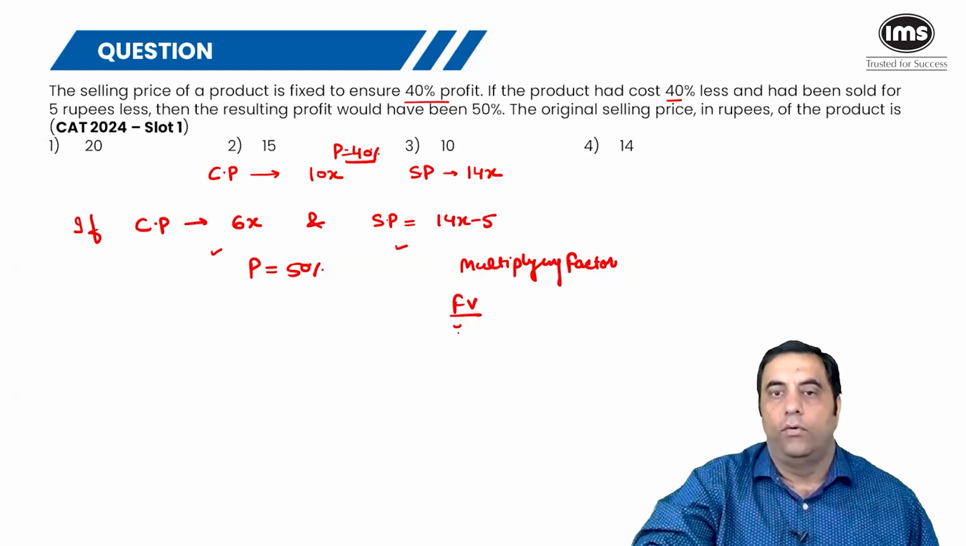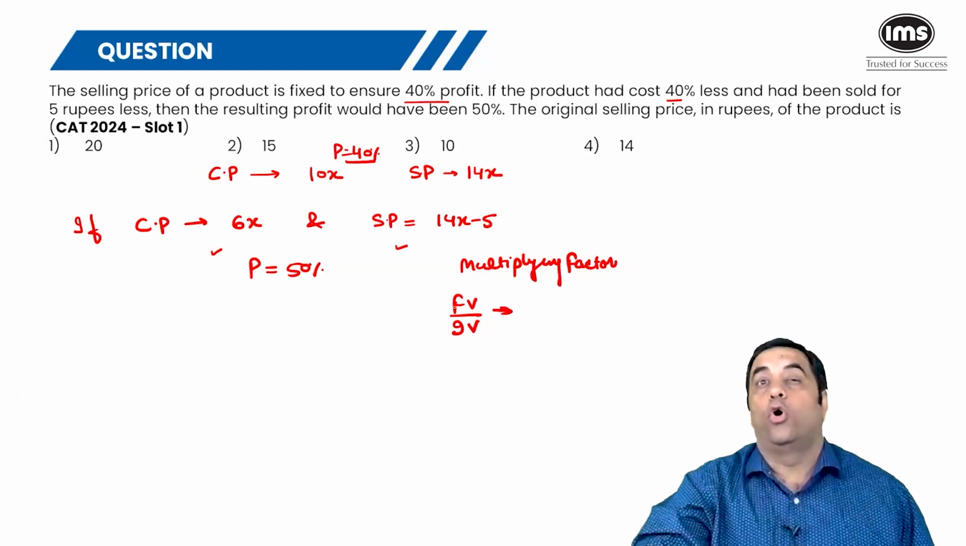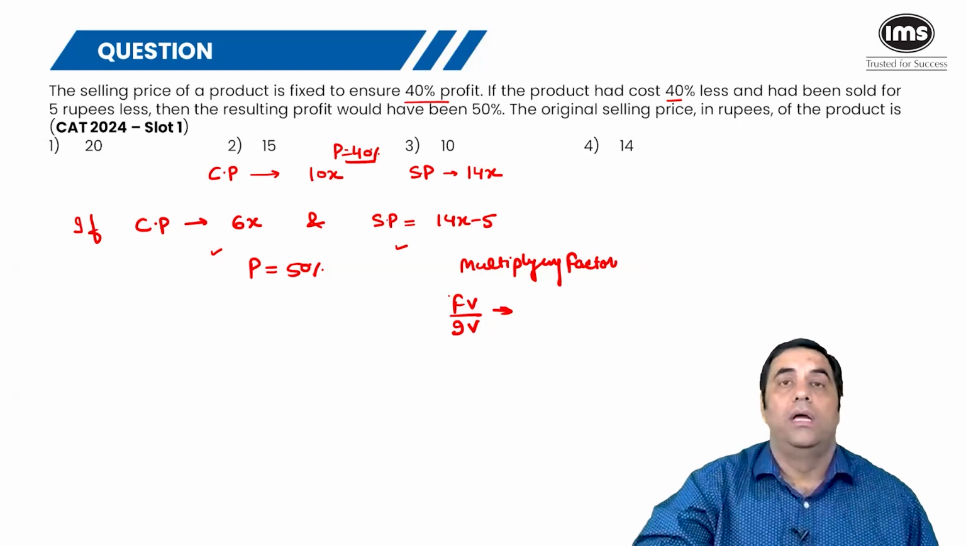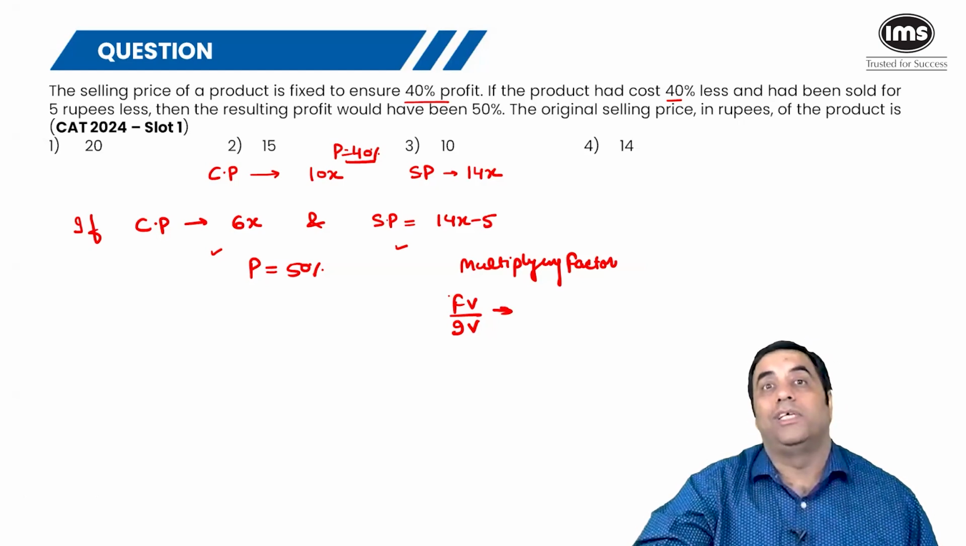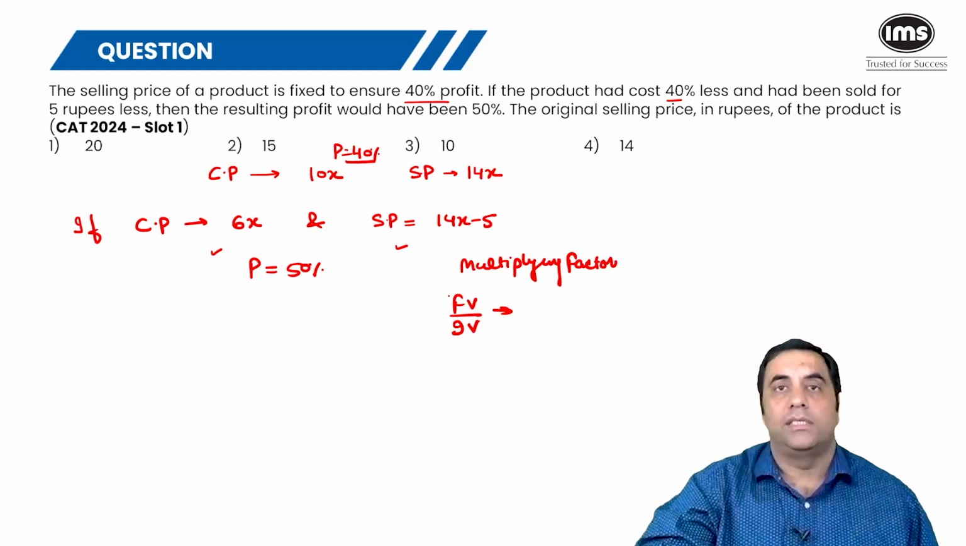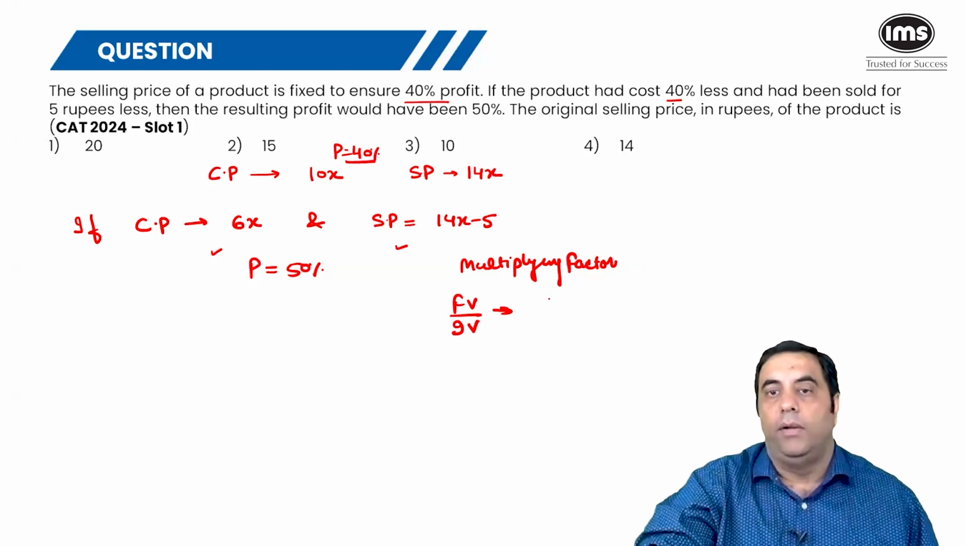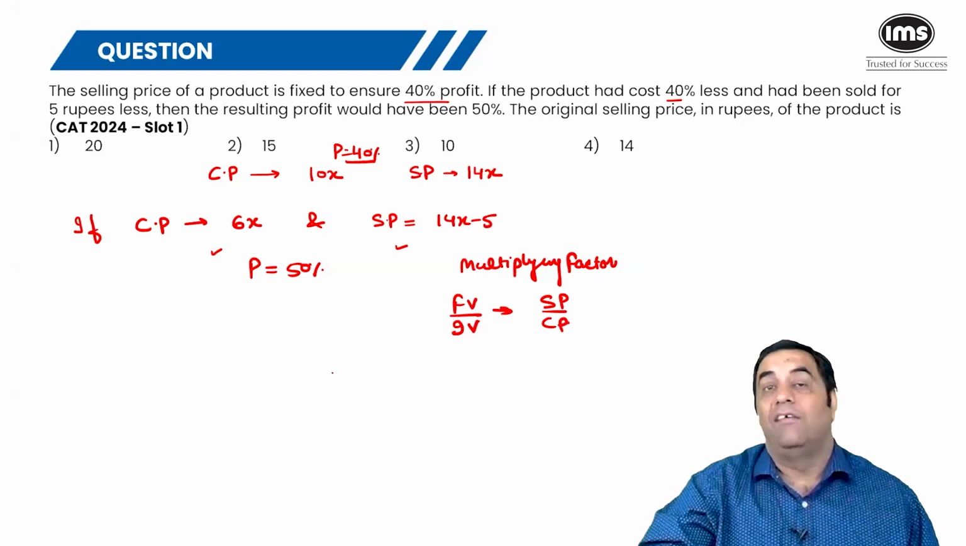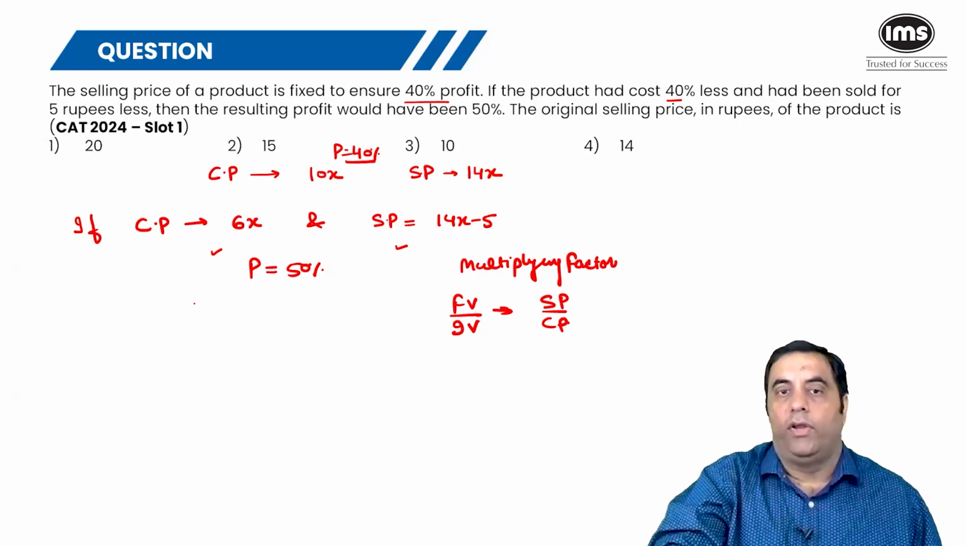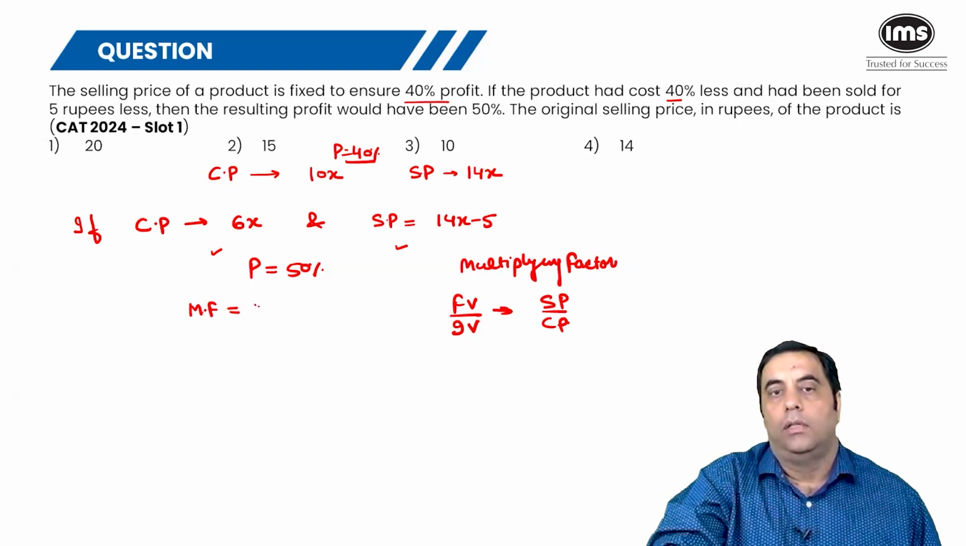We know that. So in this case of cost price and selling price, my initial value will be the cost price and my final value is going to be the selling price. So for the multiplying factor, in the case of cost price and selling price, it will be SP upon CP. And they have mentioned that my profit is 50%. So for profit to be 50%, my multiplying factor will come out to be 3 upon 2.